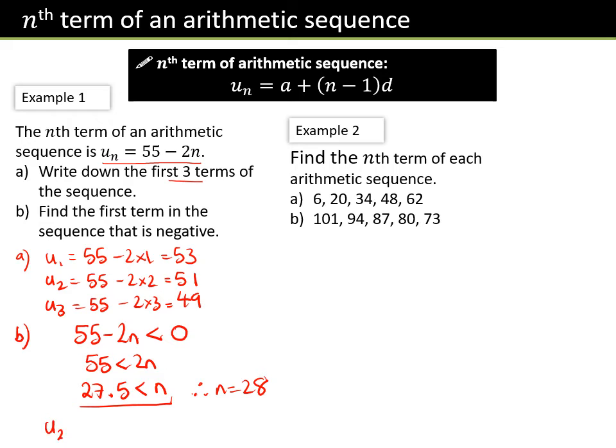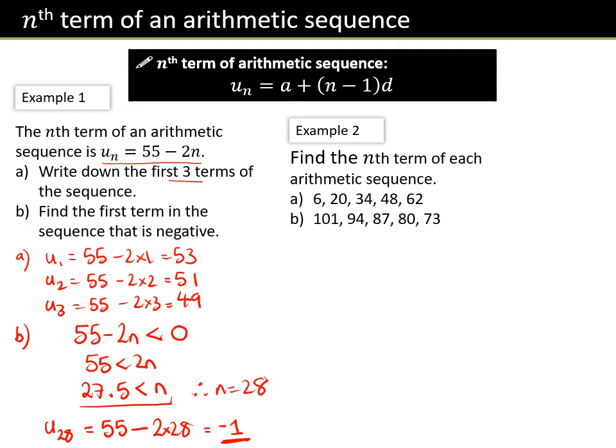Always do a little check. U28 is 55 minus 2 times 28, and that gives us negative 1. As my sequence is decreasing by 2 each time, U27 would have been plus 1, U29 would be minus 3. You can see that's the first term that is negative.